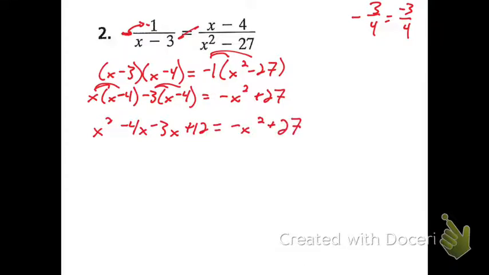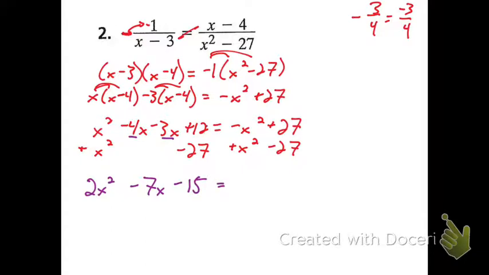So I'm going to move everything on the right side over to the left, because I think I might have to factor on this one. So I'm going to do a couple things in this step. Keep up. X squared plus x squared is 2x squared. When I add these two together, I get negative 7x, and 12 minus 27 is negative 15. And that's where we're at. So now we have to factor.